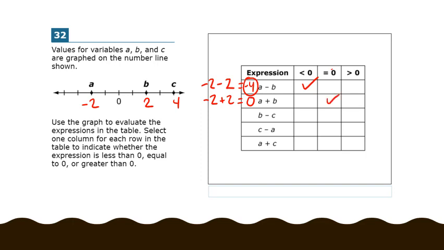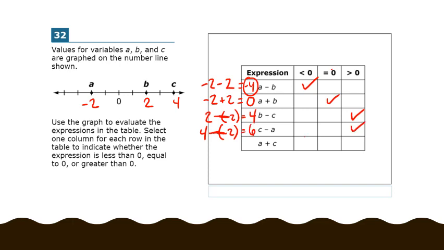Next one, I have b minus a. So I have 2 minus -2. Remember your rules for double negatives. So a negative and a negative gives me a positive here. So 2 plus 2 gives me a +4, which is greater than 1. Next up, we have c minus a. So again, we've got 4 here, c minus -2, which is a. A negative and a negative give me a positive here, and 4 plus 2 gives me 6. So that is greater than 0.